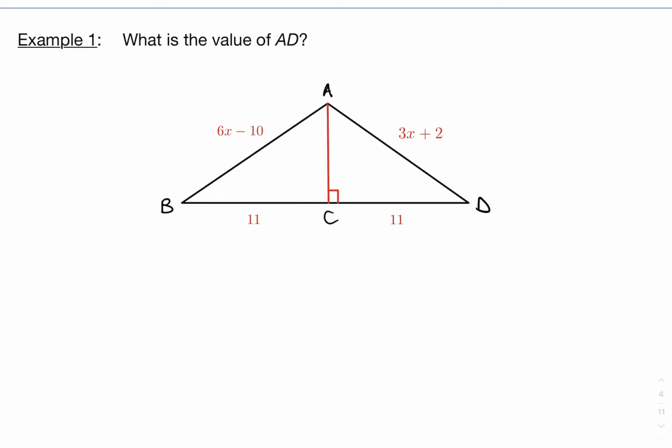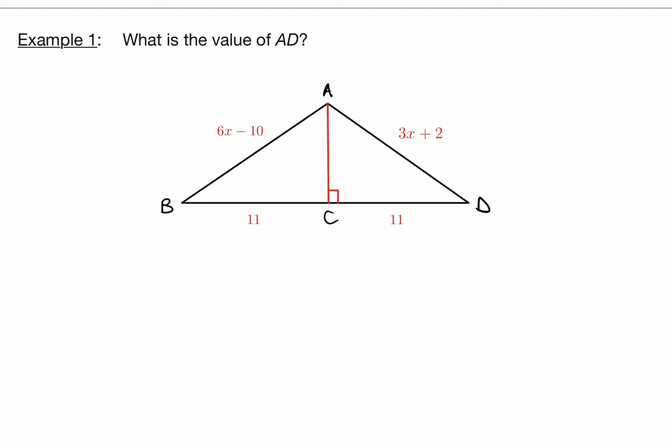So here is example 1, and the question is, what is the value of AD? So we want to know what this length, this distance, is. Here's what we know. We have a perpendicular line, and it bisects, cuts BD exactly in half. And how do we know that? We are told that the length of BC is 11, and the length of CD is also 11. So we know that this is a perpendicular bisector.